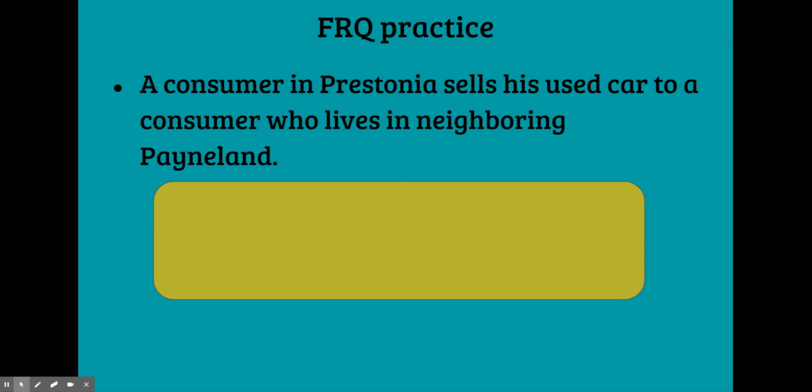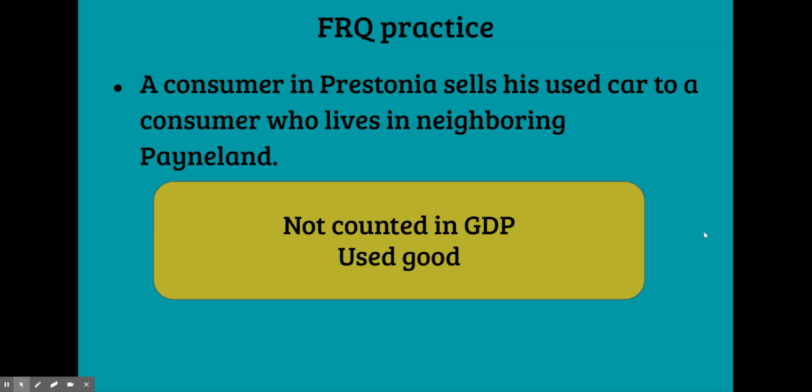A consumer in Prestonia sells his used car to a consumer who lives in the neighboring country of Painland. This is not going to be counted in GDP, and the reason is it's a sale of a used good. Because used goods are counted the year they are made or sold, either as spending or inventory additions, they are not counted when they are resold, as nothing new has been made, and GDP is attempting to only calculate how many new things were made each year.